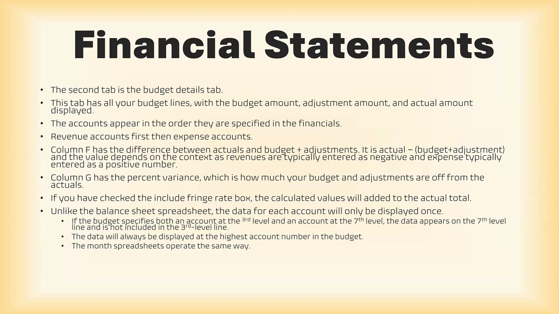So if it's a negative amount, it doesn't necessarily mean that you over budgeted or under budgeted, because revenues are typically entered as a negative and expenses are typically entered as a positive amount. Column G has the percent variance, which is how much your budget and adjustments are off from your actuals. And then if you've checked the fringe rate box, the calculated values will be added to the actual total. Unlike the balance sheet spreadsheet, the data for each account will only be displayed once.